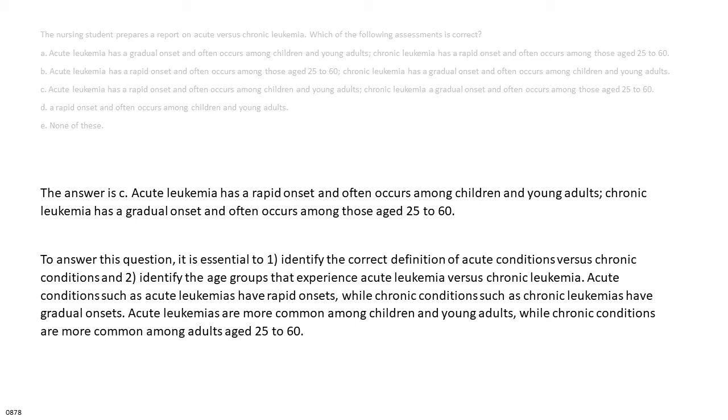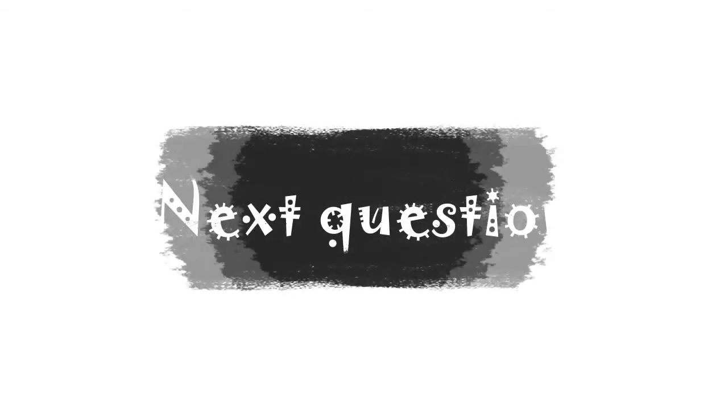Acute conditions such as acute leukemias have rapid onsets, while chronic conditions such as chronic leukemias have gradual onsets. Acute leukemias are more common among children and young adults, while chronic conditions are more common among adults aged 25 to 60.